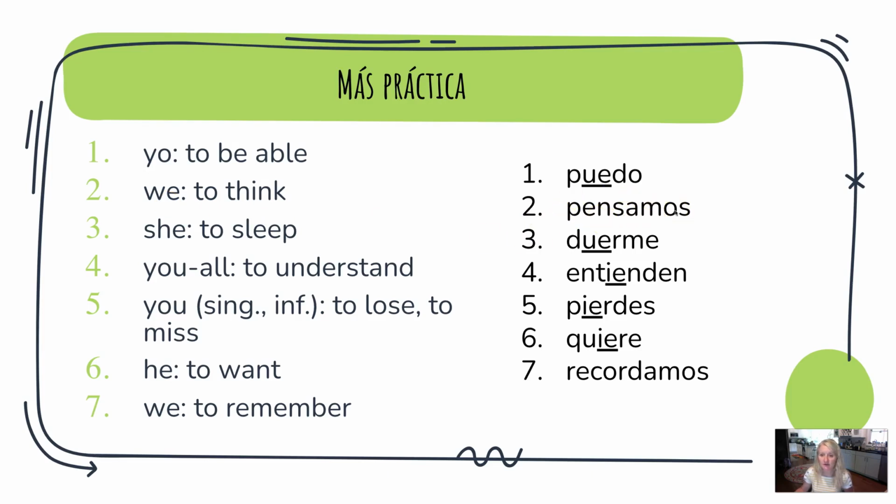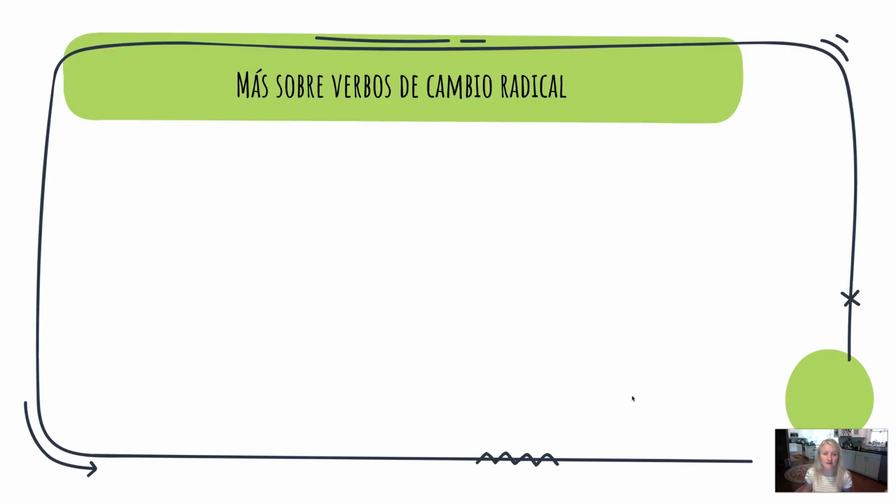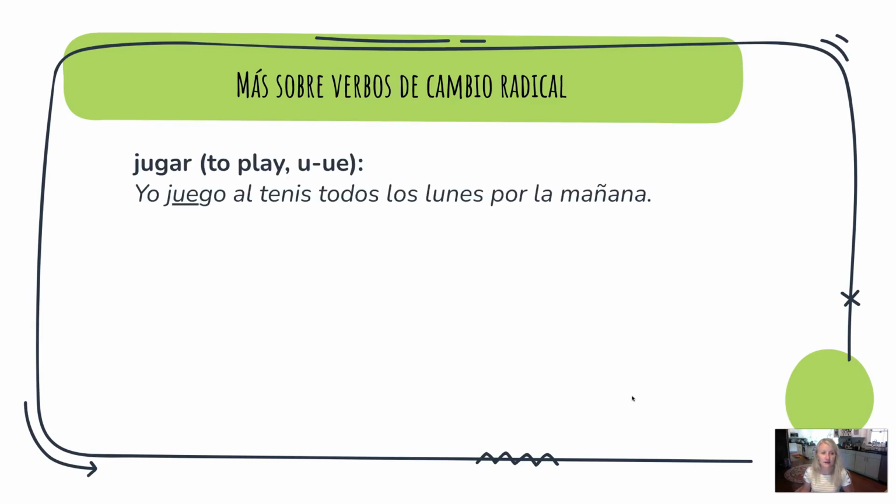It's outside the boot, so we have pensamos, duerme, entienden, pierdes, quiere, and then another we. The stem does not change for we. Recordamos. Vale? So hopefully that gives you an idea of how you're doing so far. A little more I wanted to point out to you about verbos de cambio radical. I mentioned jugar, which is actually a U to UE stem changer. We use jugar for playing sports, for playing games.